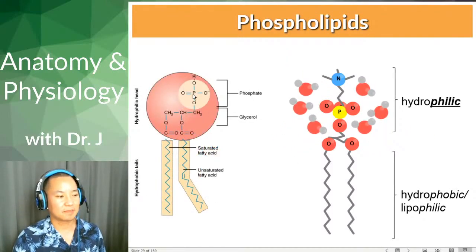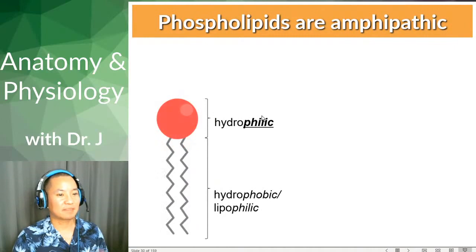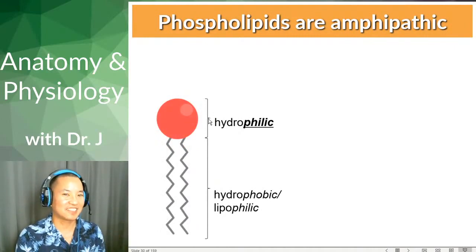This is the example from your OpenStax book. You can see the phosphate and the glycerol right here. They're amphipathic in that they have a side that's hydrophilic and a side that's hydrophobic. So they have properties of both hydrophobic and hydrophilic.